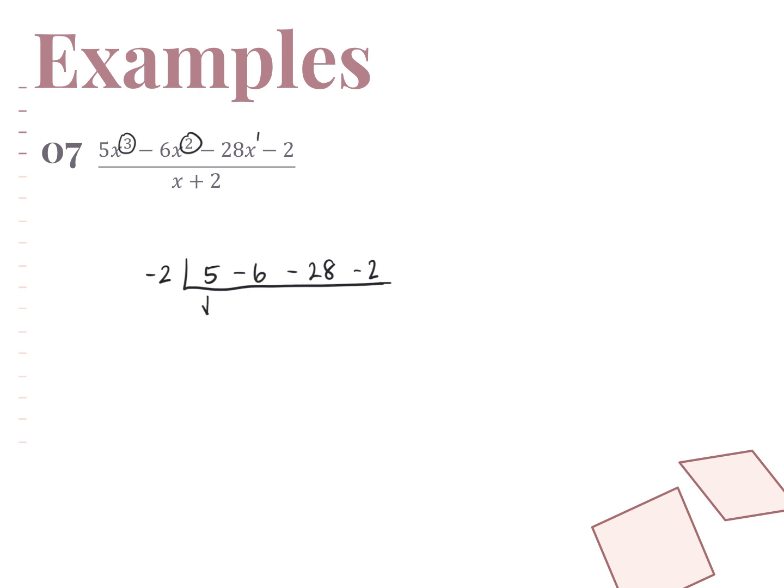And again, the process is to bring down the first number, then you multiply, you get minus 10, you add, it becomes minus 16.